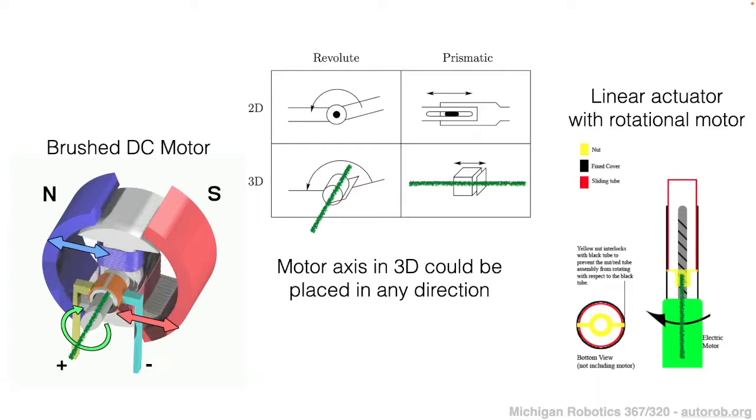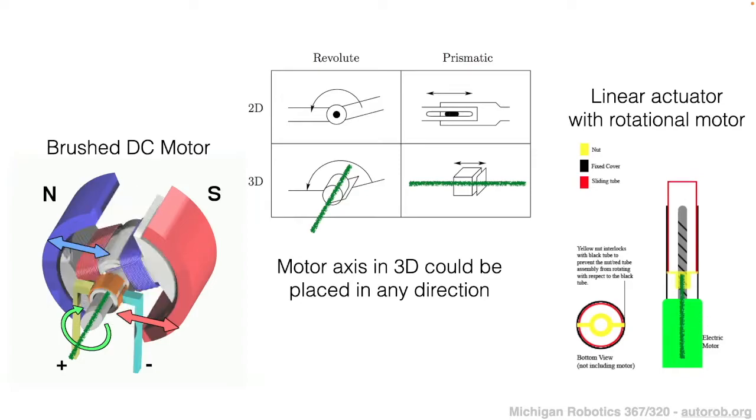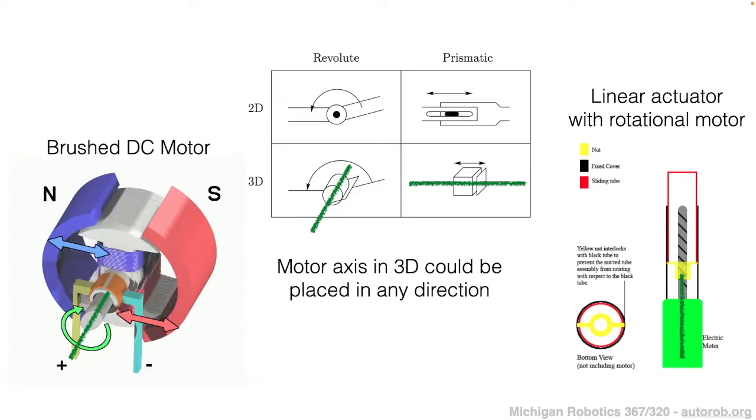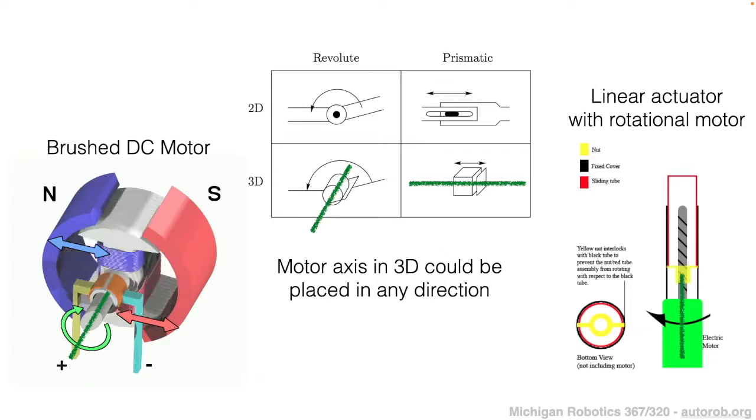On the right hand side is an illustration of how prismatic action can be implemented using these rotational motors by attaching essentially a screw to the motor, which then can lead to prismatic action, which is shown as the up and down motion of the attached links.